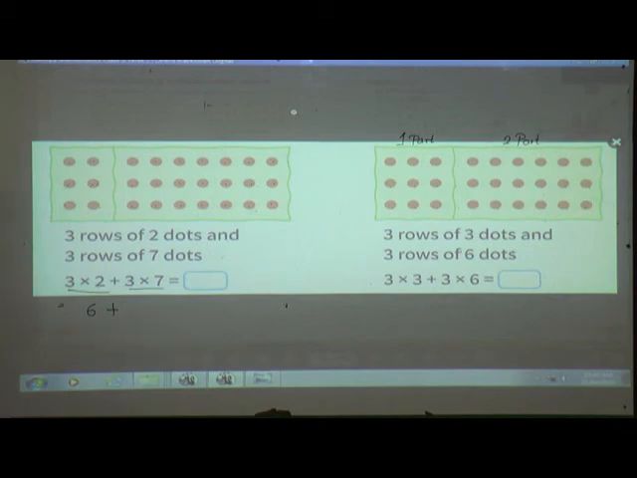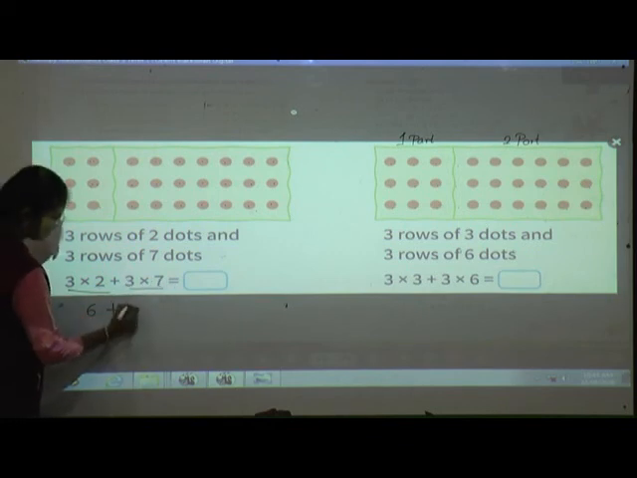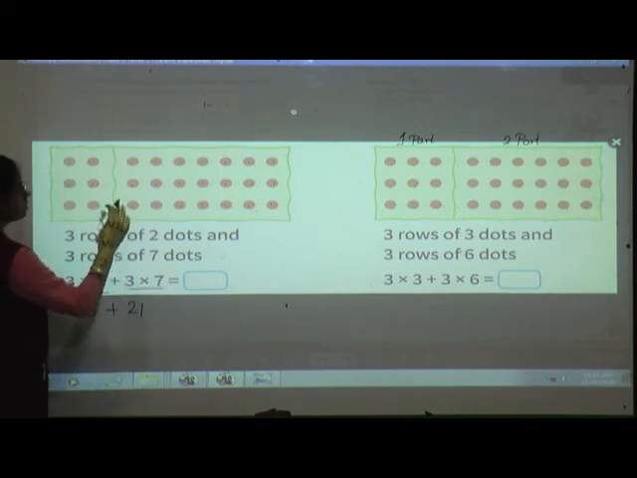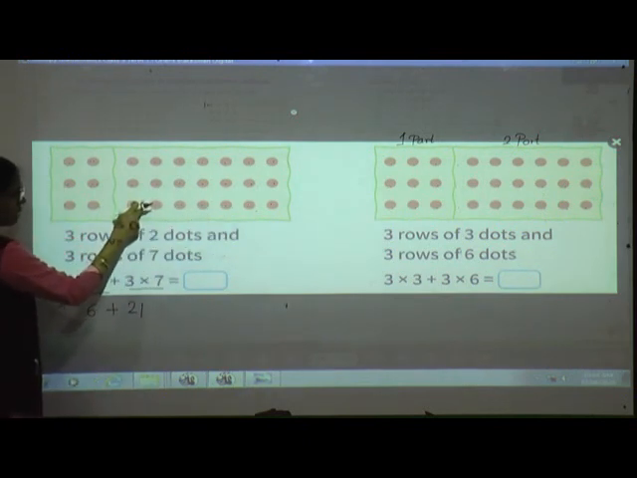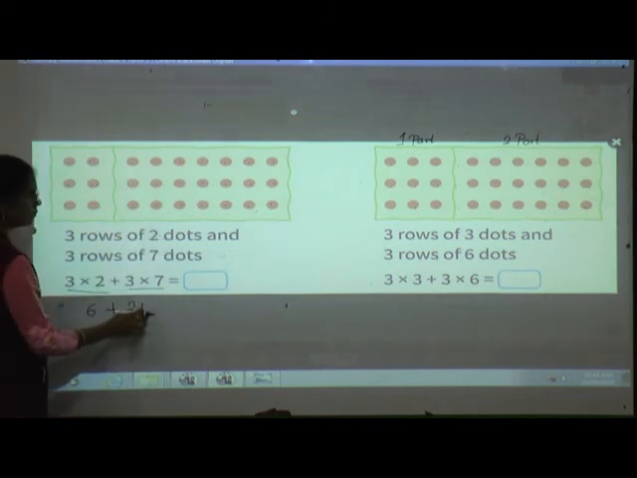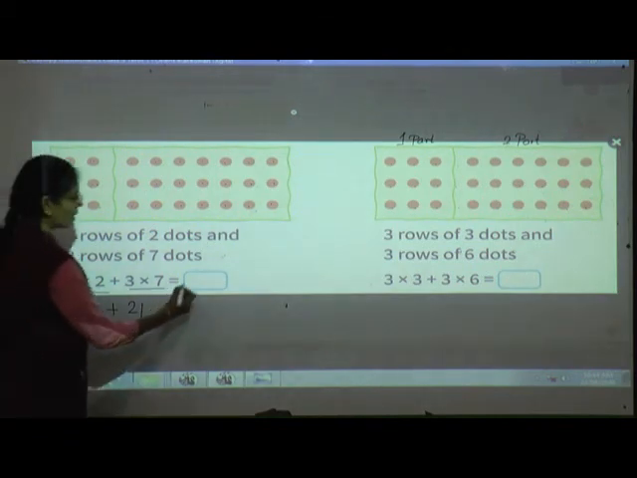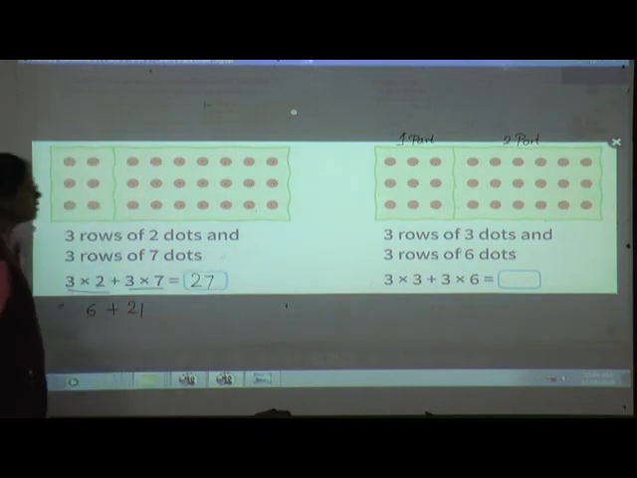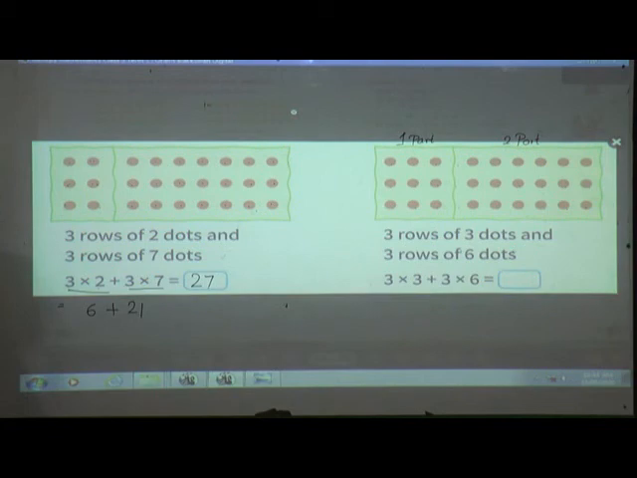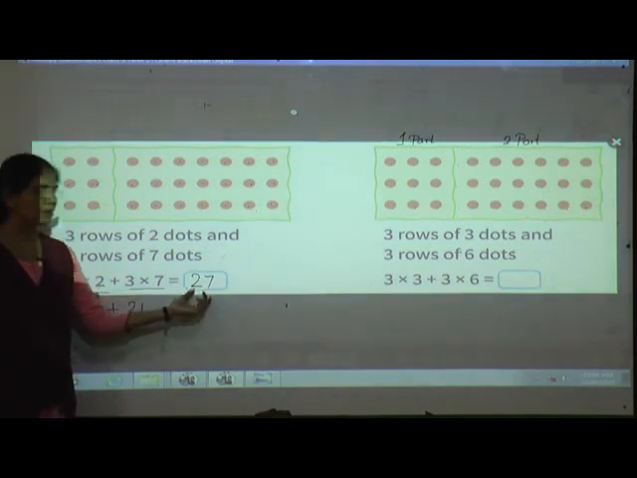Then see the second part. 3 into 7. Say the table of 3 till 7. 3 7s are 21. Now check your answer. Here in this part there are 21 dots or no? Check your answer. Count all the dots. You will get the number 21. Okay. Now 6 plus 21. Do the addition. 6 plus 21 is equal to what? 27. Okay. Now see, when we solved the first 2 boxes, that time also we got the answer 27. And now in the third box also there are 27 dots.